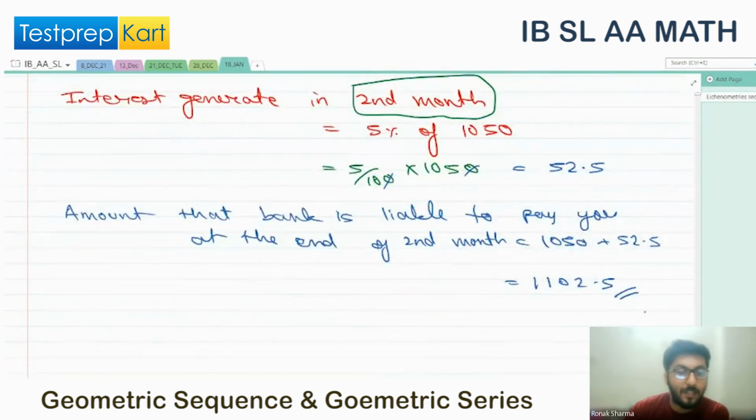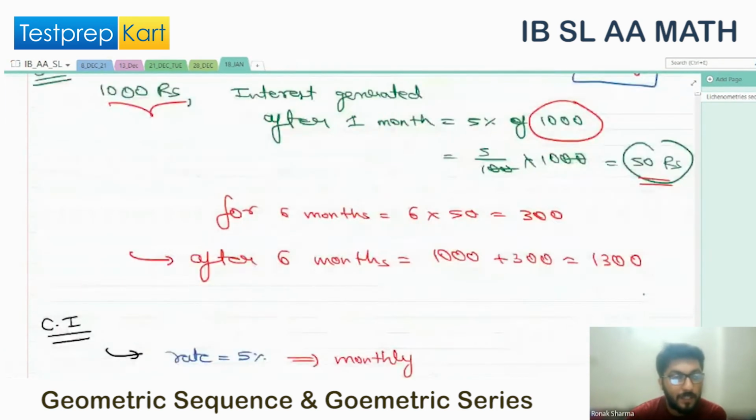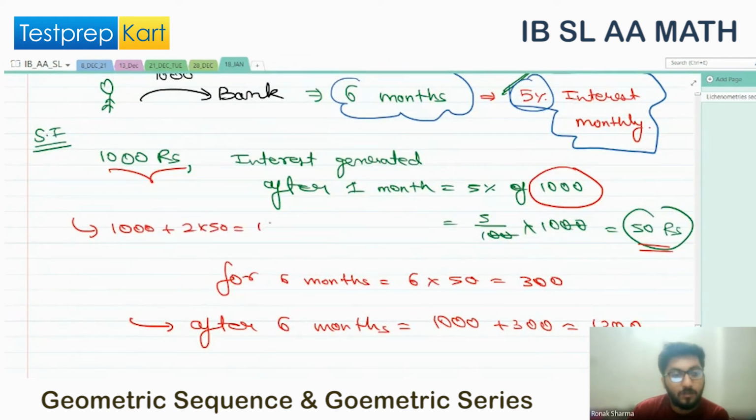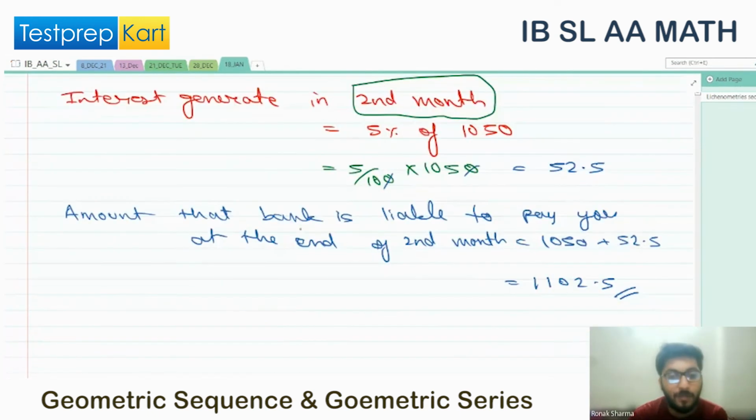Now, can you tell me? You can see that in the simple interest, at the end of the second month, I would have got 1000 plus interest of 2 months, which would have been 2 into 50. That is 1000 plus 100, so it would have been 1100, right? But for the compound interest, I'm getting 2.5 rupees extra. Now, don't worry that, okay sir, it is only 2.5 rupees difference.